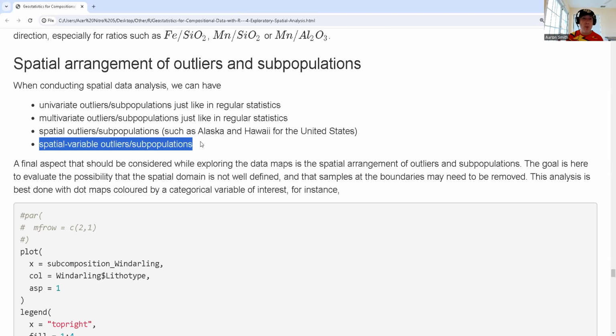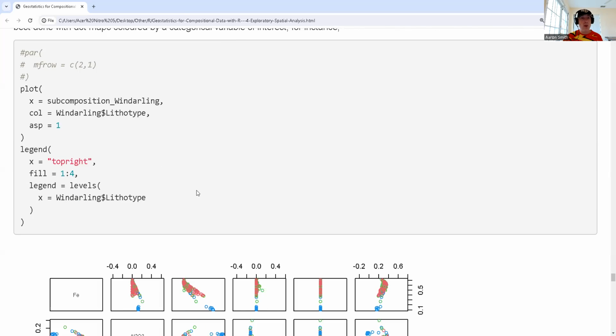A final aspect that should be considered while exploring the data maps is the spatial arrangement of outliers and subpopulations. Our maps will help us visually spot these in ways that aren't apparent in the methods that we've used previously. The goal here is to evaluate the possibility that the spatial domain isn't well defined, and that samples at the boundary may need to be removed. This analysis is best done with dot maps colored by a categorical variable of interest, for example. All right, so let's go ahead and do a plot.